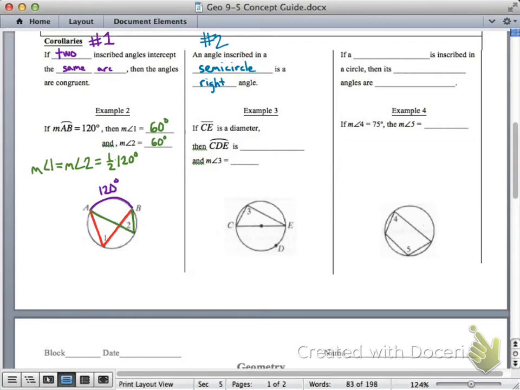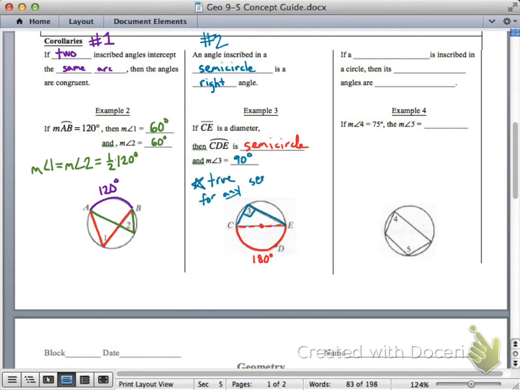If CE is a diameter, then arc CDE is a semicircle, right? And if that's a semicircle, angle 3, which intercepts this 180 degree arc, will be half of 180. It is a 90 degree angle. It is a right angle.